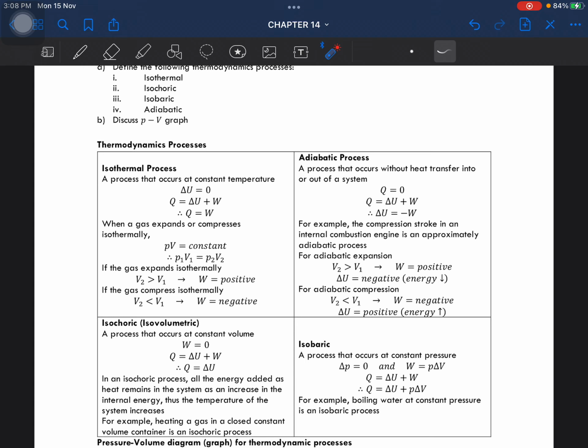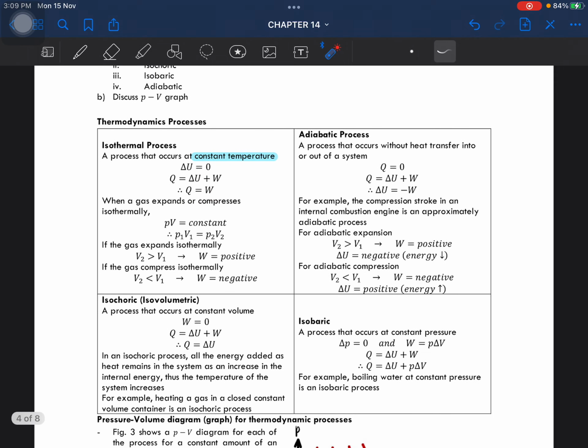The first one is the isothermal process. An isothermal process means a process occurring at a constant temperature. That's why the name is isothermal: iso means constant, thermal is the temperature. For an isothermal process, the change in internal energy will be equal to 0. Based on the first law of thermodynamics, the heat will be equal to the work done. When a gas expands isothermally, work will be positive. If it is compressing isothermally, work will be negative.